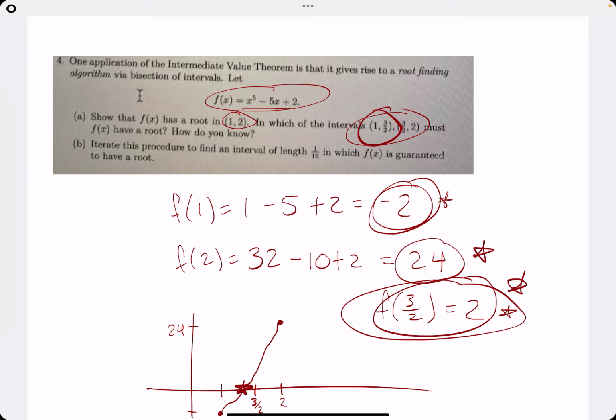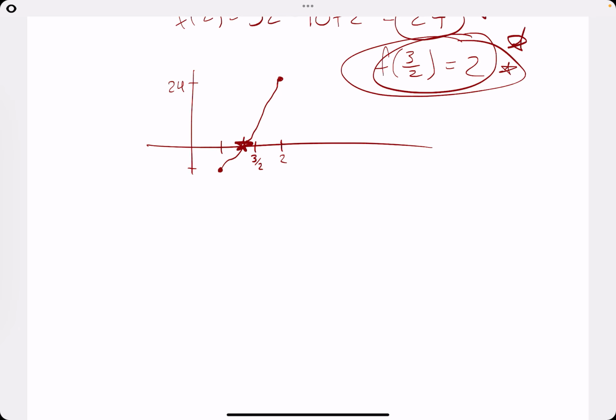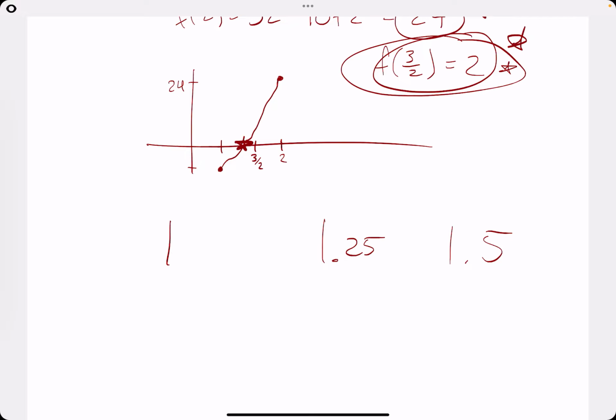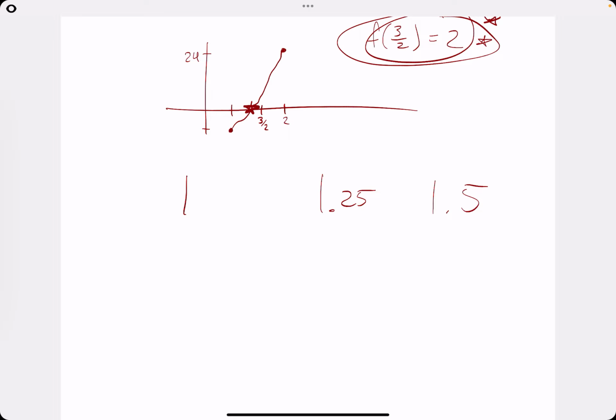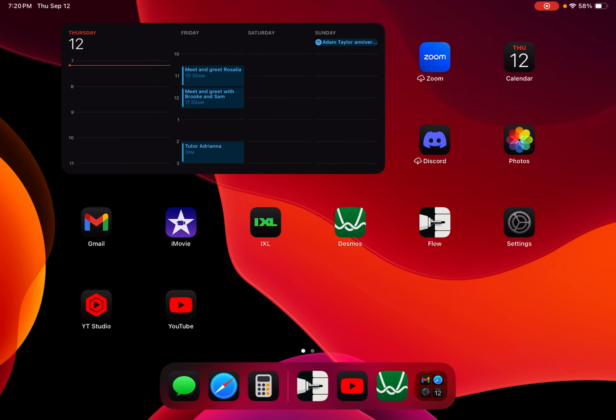They say iterate this procedure to find an interval of length 1/16 in which f of x is guaranteed to have a root. Wow, so we have to split 1 to 3 halves into more halves, basically. So we have 1, 1.5. What's halfway between those? That'd be 1.25. So let's start there, I guess. We have to plug in 1.25 is the idea.